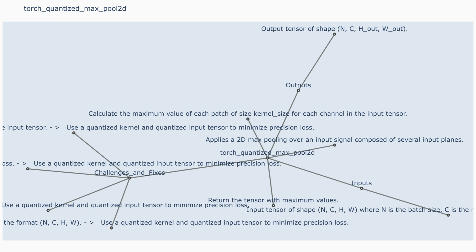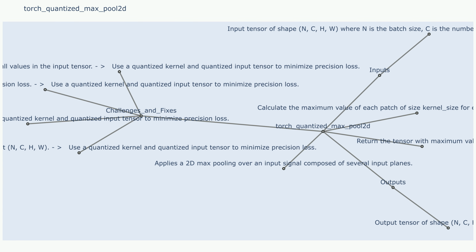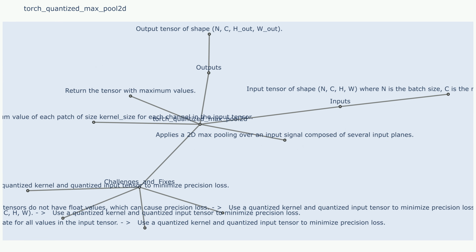torch.nn.quantized.functional.max_pool2d. Description. The torch.nn.quantized.functional.max_pool2d function performs a 2D max pooling operation on quantized input tensors. It slides a window over the input, taking the maximum value within each window.